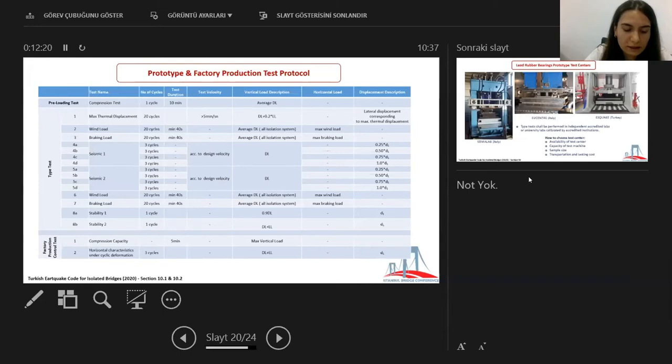This test protocol ends up with stability check tests at amplified seismic displacement. And factory production control tests are performed for all bearings to check compression capacity and horizontal characteristics under cyclic deformation, under the vertical load of dead load and live load.